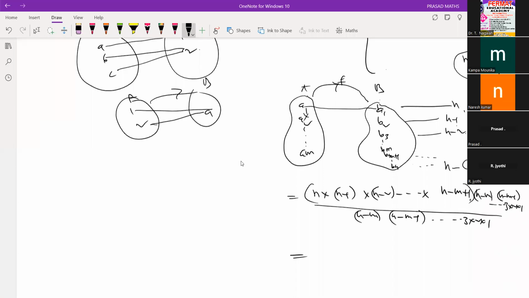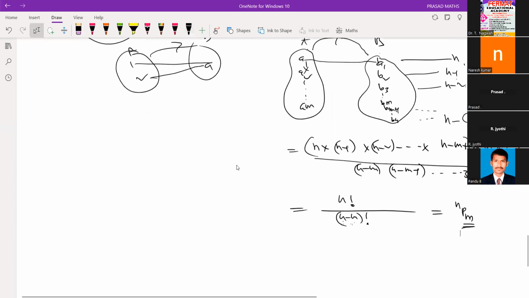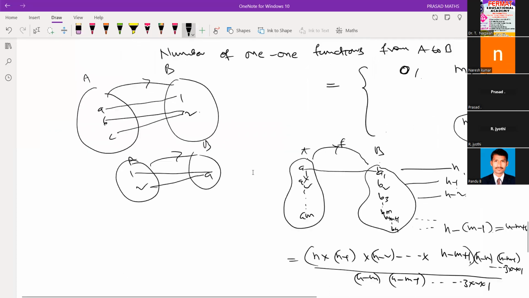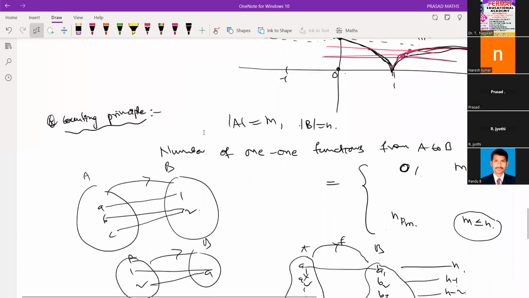Therefore, what do you observe? The numerator is the product of the first n natural numbers, that is n factorial. The denominator is the product of the first n minus m natural numbers, n minus m factorial. This is meaningful because m is less than or equal to n. Therefore, what is this? nPm, the number of permutations taking m out of n symbols. So this is what the counting principle gives.